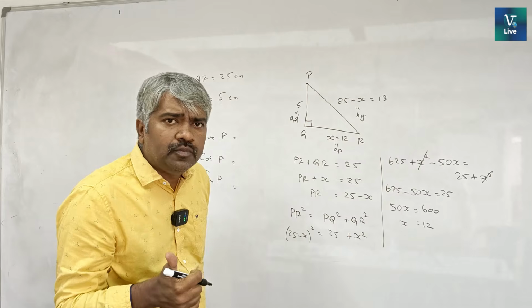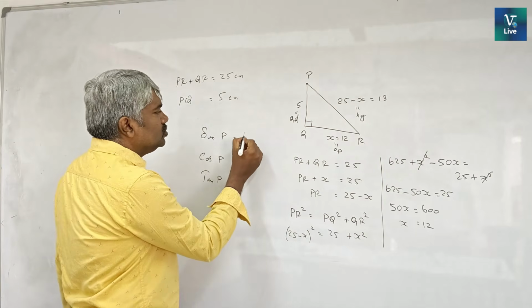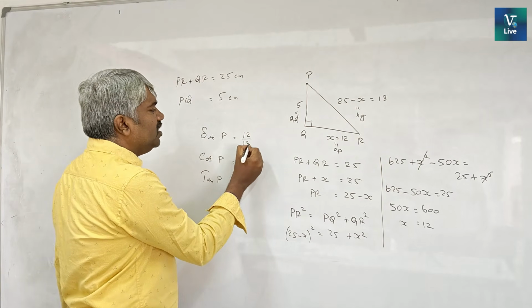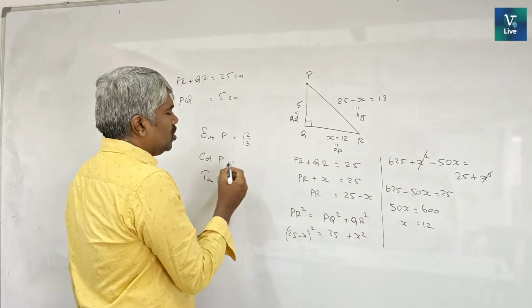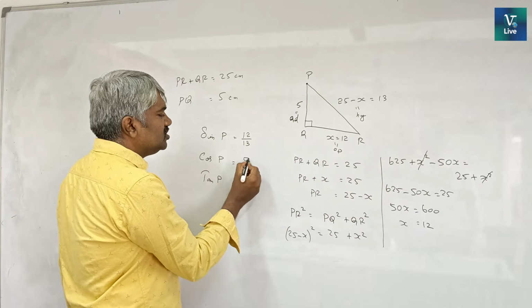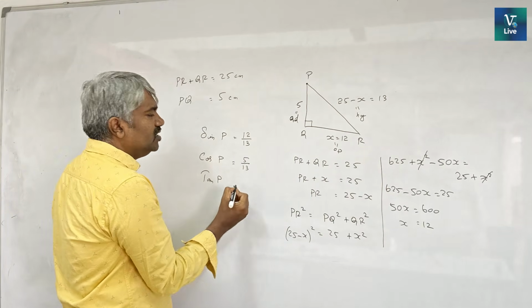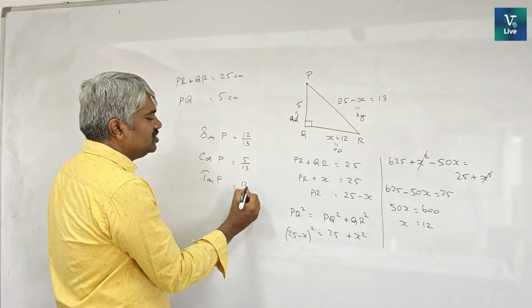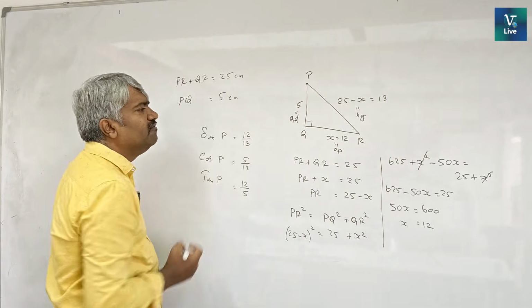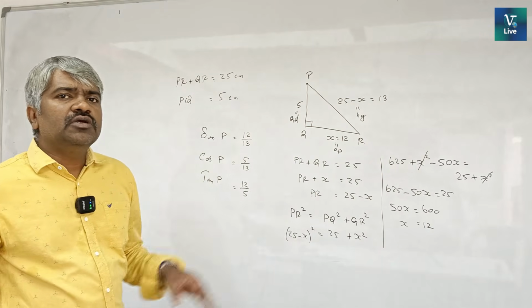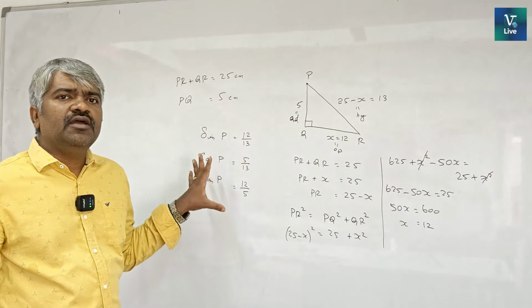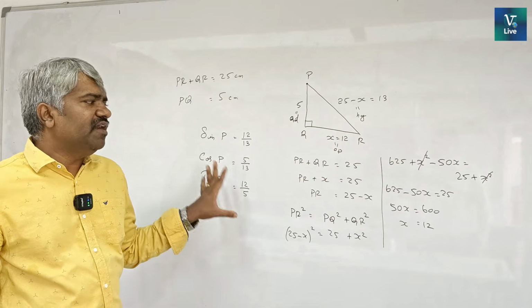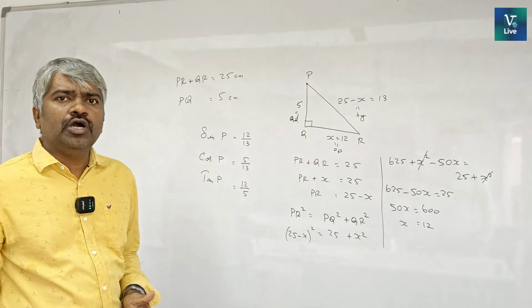You know that it is opposite by hypotenuse. So 12 divided by 13. What is cos P? Adjacent by hypotenuse, 5 by 13. What is tan P? Opposite by adjacent, which is 12 by 5. Okay, so this is the answer for the given question. If you have any doubt in this question, you can post your doubts in the comment section.